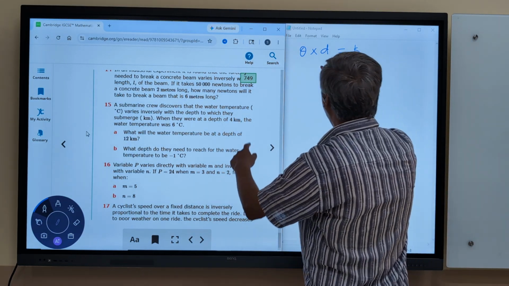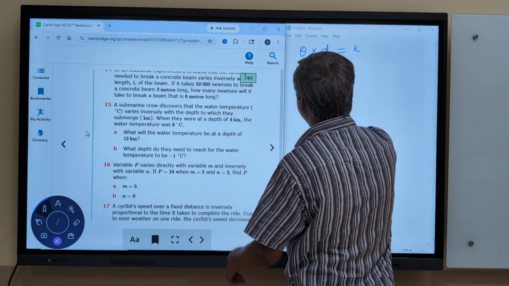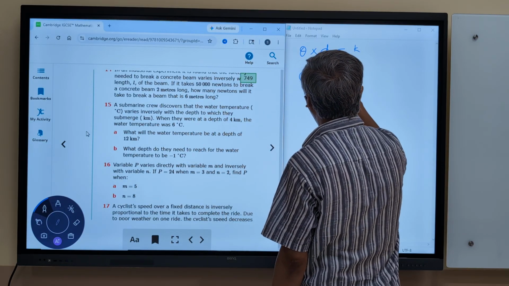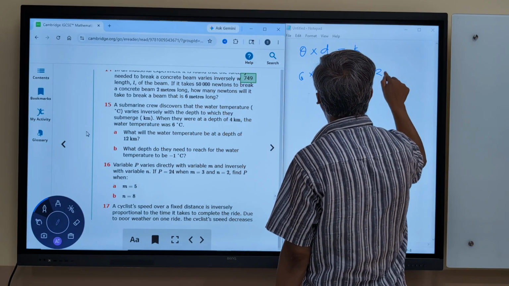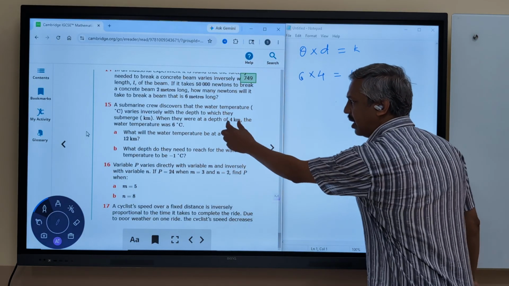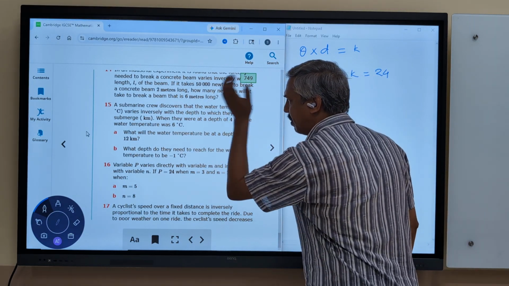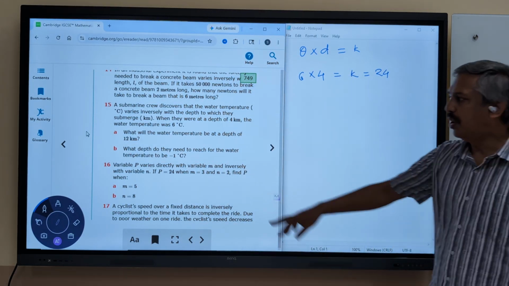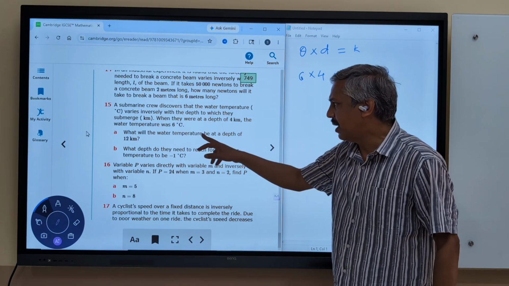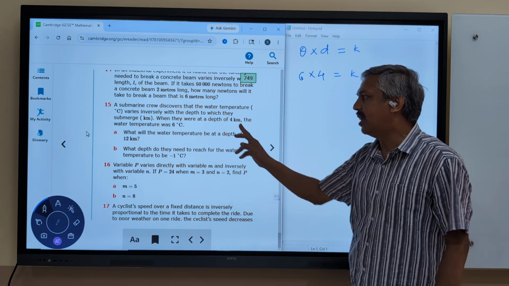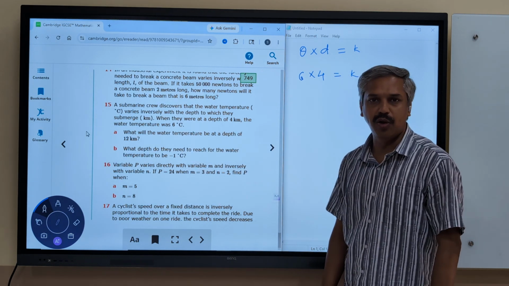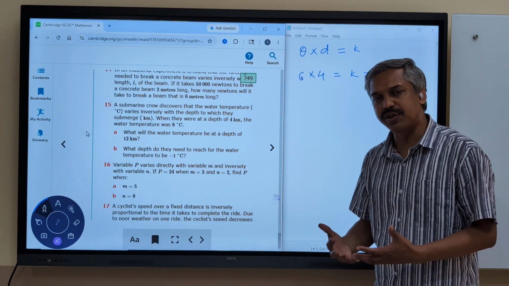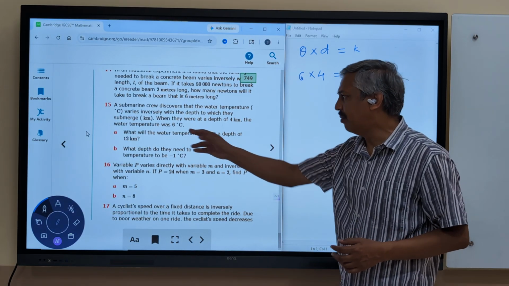Initially, the depth is 4 km and the temperature is 6. So 6 into 4 is equal to K is equal to 24. The depth is in kilometers and the temperature is in degrees Celsius. What will the water temperature be at the depth of 12 km? So what will the temperature of the water be at a depth of 12 km?